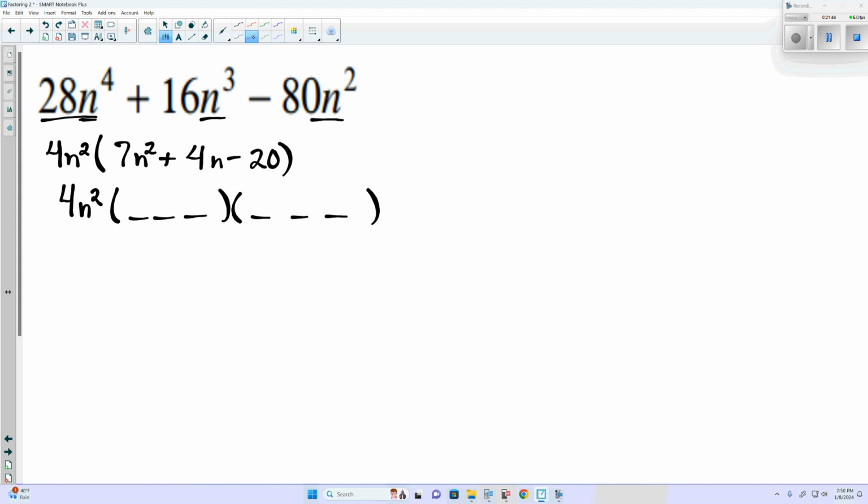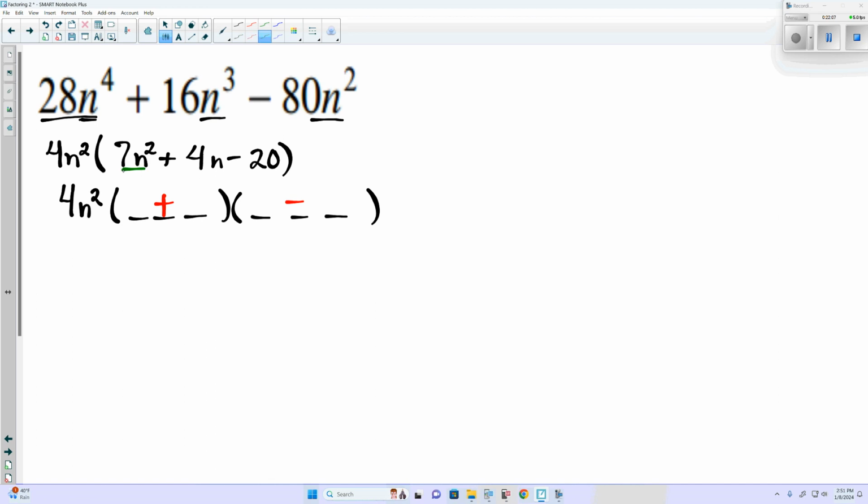Then we can move on to our two sets of parentheses. Here, the third term is negative, so our signs are opposite. Because if the third term is negative, our signs are opposite. If the third term is positive, our signs are the same and match the sign of the middle term.